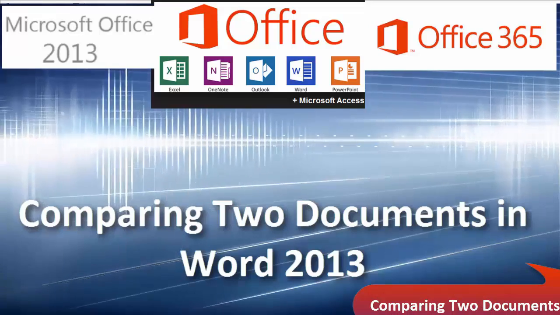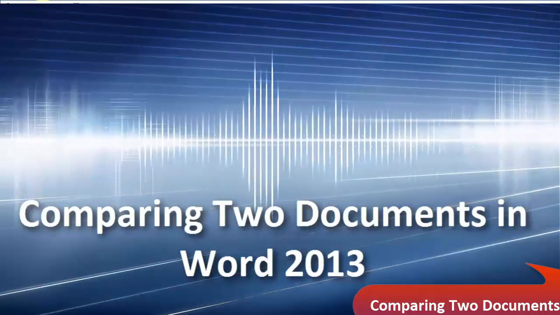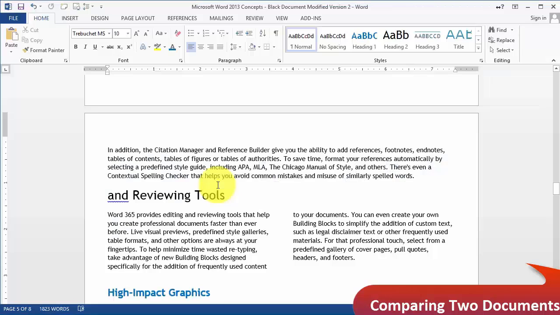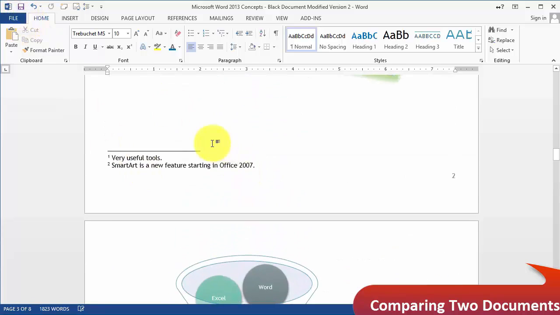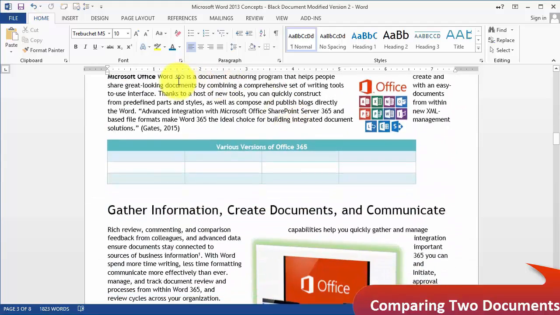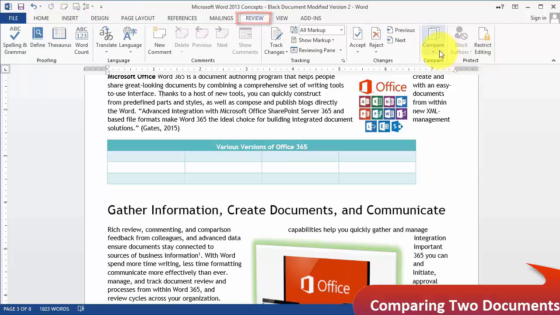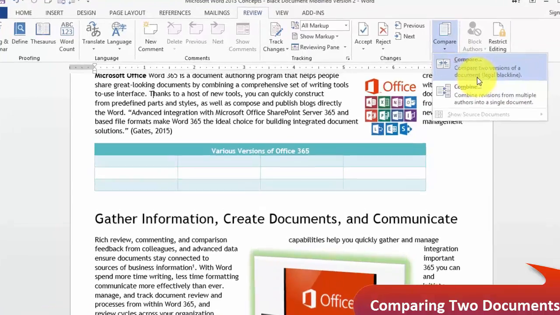In this brief session, I'm going to demonstrate how to use the compare feature between two documents in Word 2013 or Word 365. So let's say this is one of my documents here. I'm going to save it, and I want to compare this with another version of another document. So what you do is, we are on the Home tab at this point, we want to go under the Review tab, and then we click on Compare. We want to compare two versions of a document.